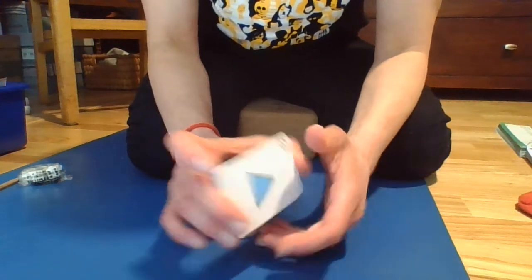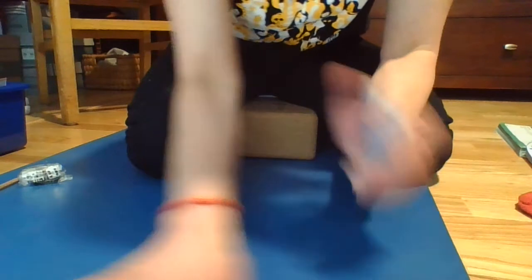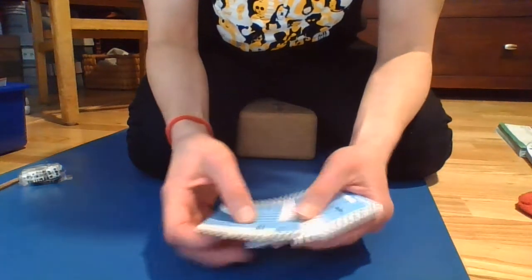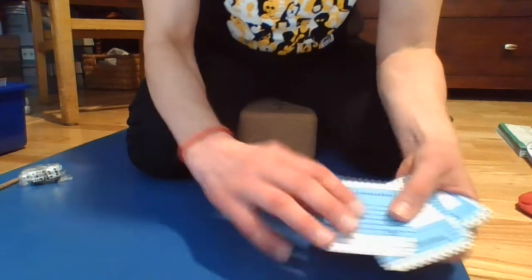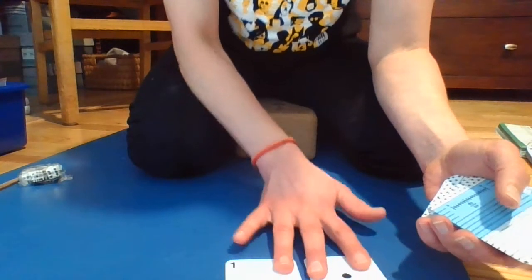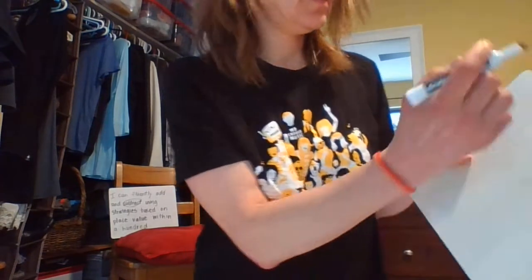Ready? We're going to do equations with two-digit numbers, and we're going to do subtraction. The first number is 61, and then the second number, 17. So 61, and then we're going to minus 17.